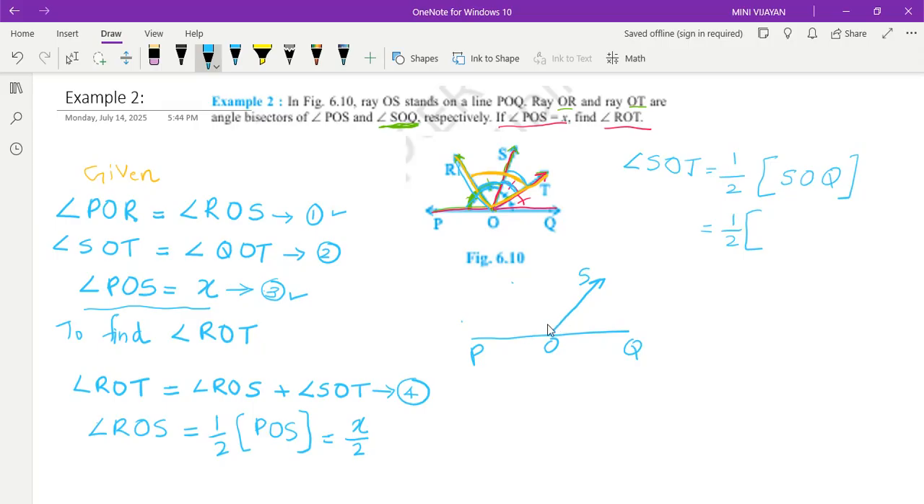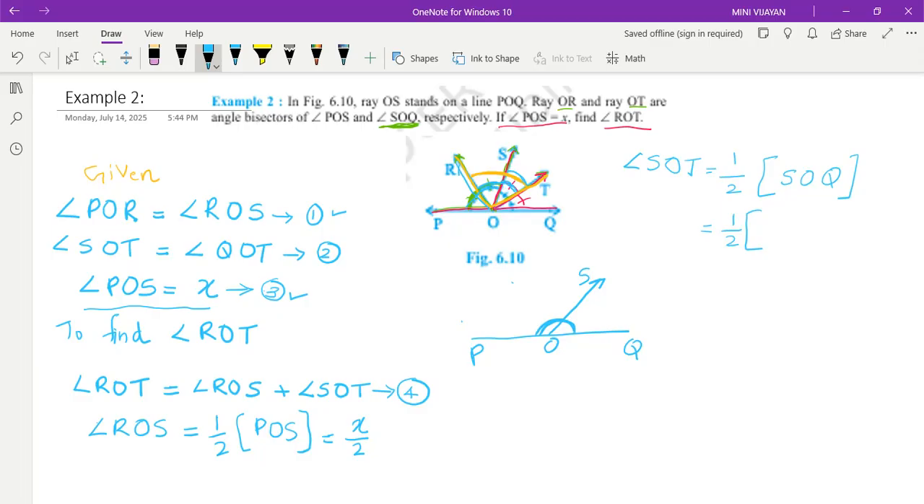Now we got two angles on either side of this OS, and we call these two angles what? The linear pair, because when you combine these two angles POS and SOQ, we get the straight line PQ. 180 we are getting when you combine these two angles. We get the straight line.